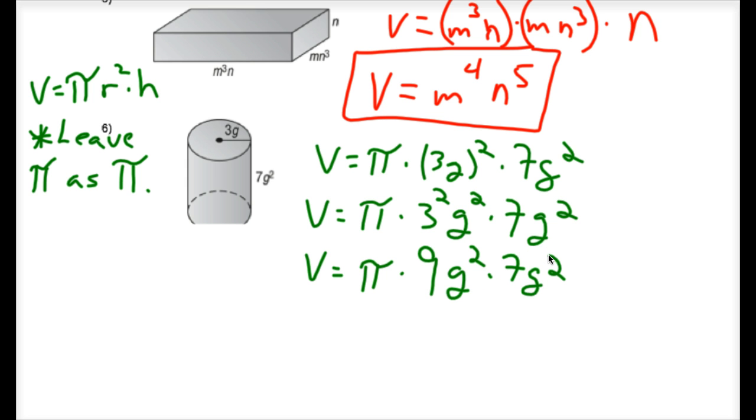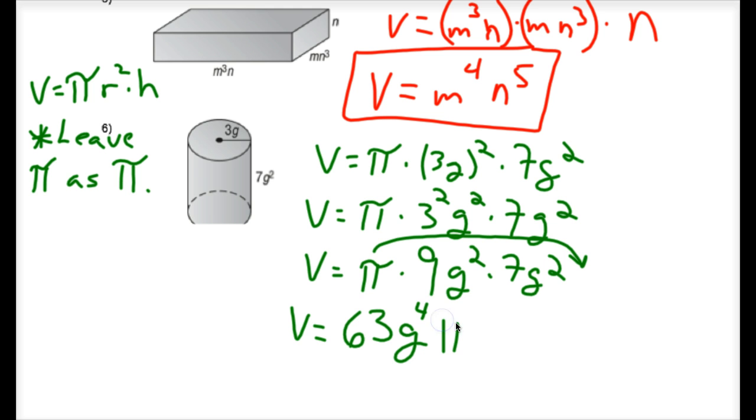Now, I'm going to throw my pi symbol at the very end, because that's the way they usually write it. That's just what it is. The volume equals, what's 9 times 7? 63. What's g squared times g squared? G to the fourth. Throw a pi at the end of it and you're done. It's 63 g to the 4th pi. Wait, how did you get 9? What's 3 squared? 9.